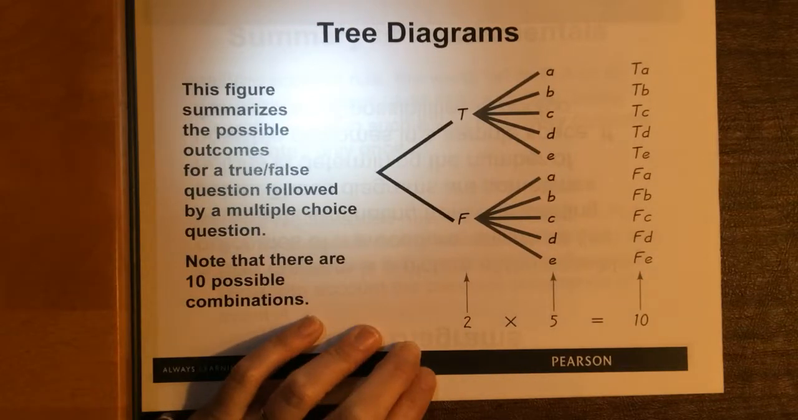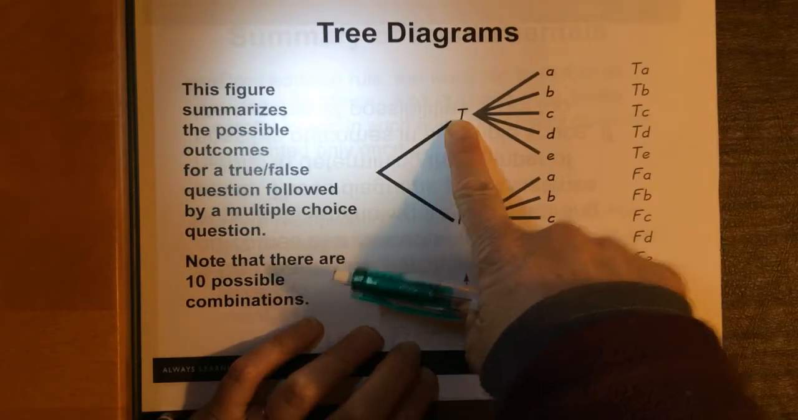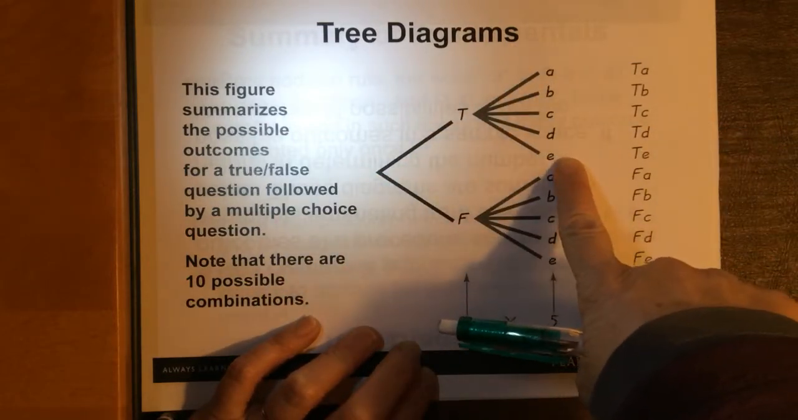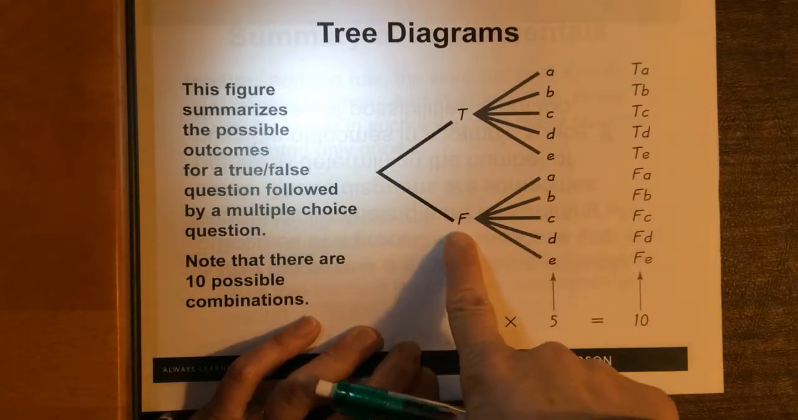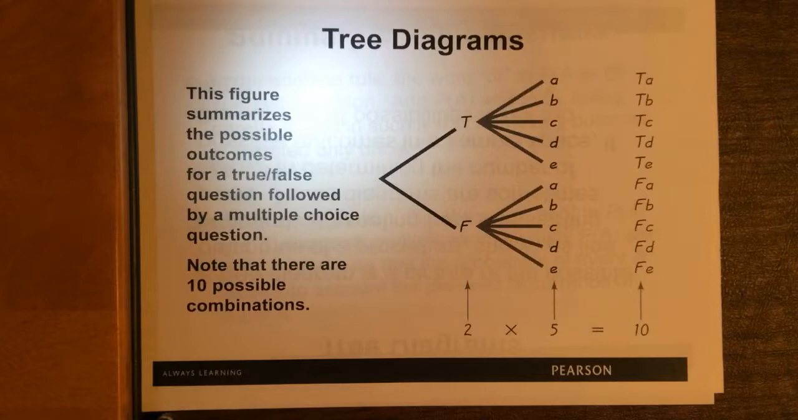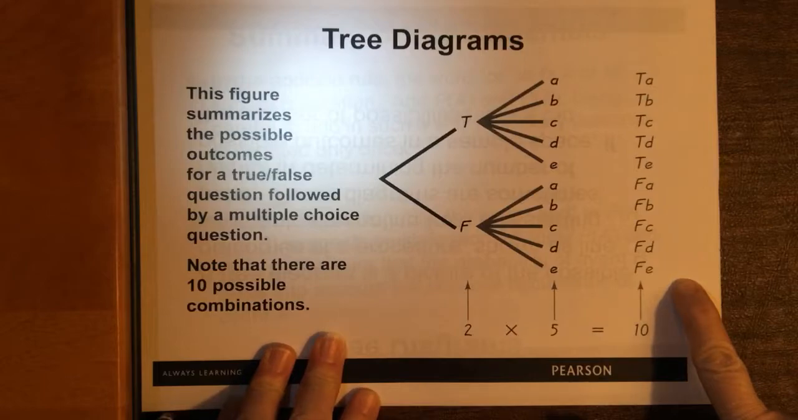So all the possible outcomes would be: I answer true, and then for my second one, I answer one of these 5. Or if I didn't answer true, then I answered false, and then I answered one of those 5. So I've got a picture of what these 10 outcomes look like. And then a lot of times it's all about, well, how many possible outcomes are there? So this would tell me there would be 10 possible ways to answer this question.